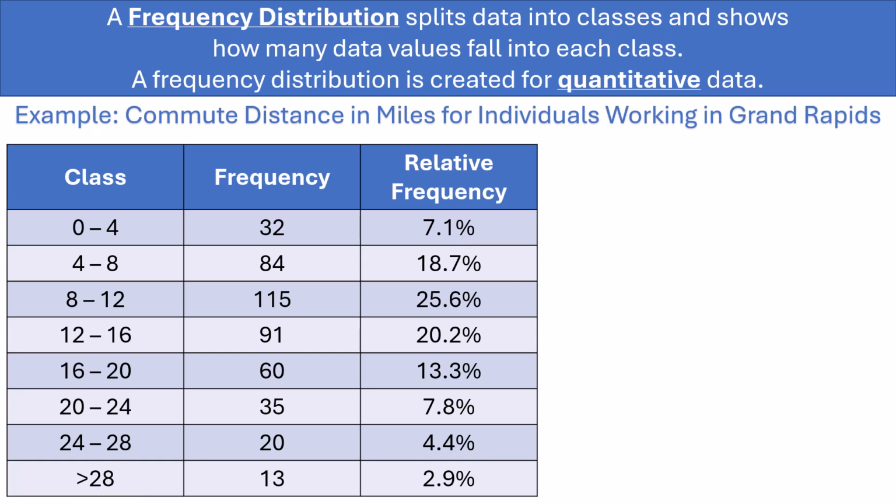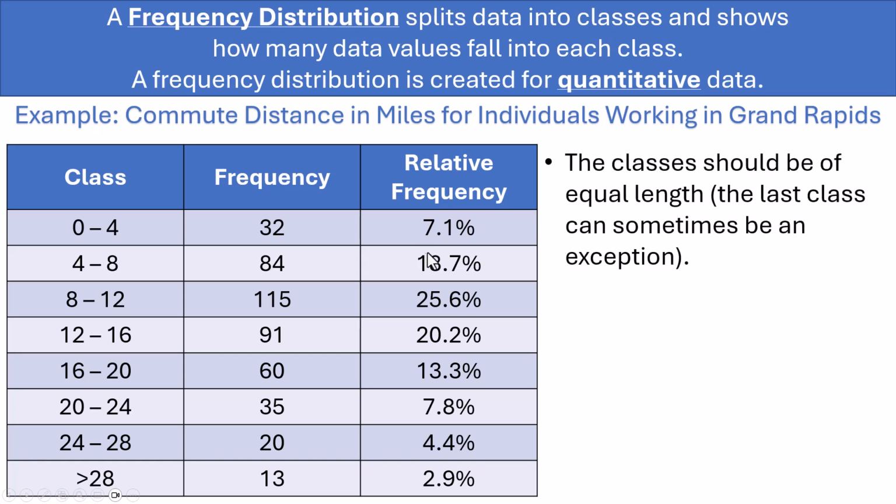Note that you can calculate the relative frequency by simply taking each frequency and dividing by the total of all the frequencies. So if you took 32 and divided by the sum of all the frequencies, you should get about 0.071, which in percent form is 7.1%.